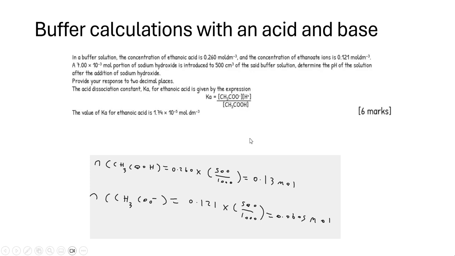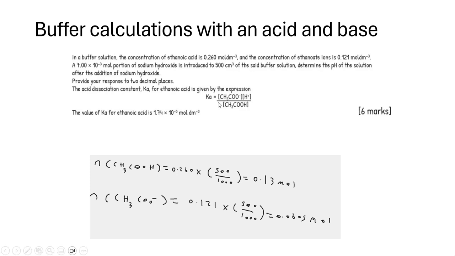So how do we actually do this? Well, effectively, you've got ethanoic acid and you've got the ethanoate ions, because it's a buffer. So you've got the ethanoic acid and you've got a salt. And now what you're doing is adding a strong base like sodium hydroxide into the buffer. And now you want to find the pH of the solution after you've added all the sodium hydroxide.